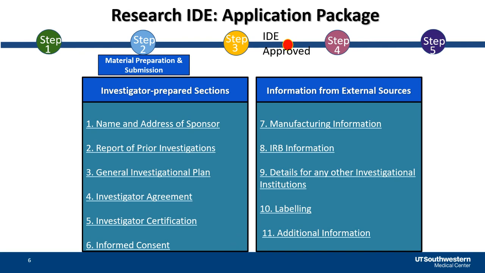So once you've got all of that in place, we need to prepare your materials for submission. So the main IDE application package contains all of these components to allow the FDA to come to their decision on your proposal. This is the main portion of the IDE application, and it contains a lot of information. So I've broken it down into investigator prepared sections where you will be expected to be able to provide that information, and then information from external sources where you're going to need to go and find that information from someone else to add into your FDA application. So let's have a look at each of these sections in more detail.